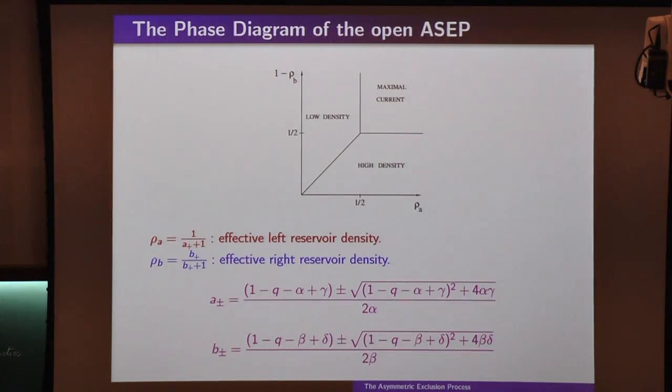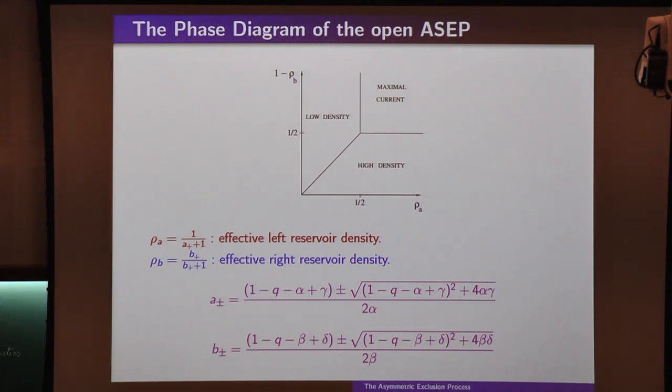But I just want to tell you about two things. What was known in the 90s was the phase diagram of the open exclusion process using the matrix representation technique. This was developed originally by Derrida et al. And then pursued further by many, many groups.